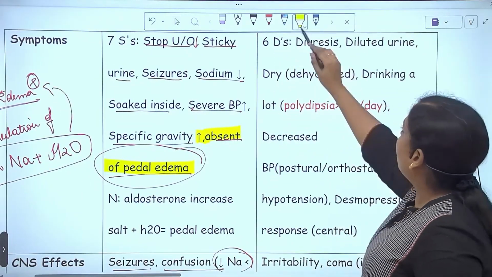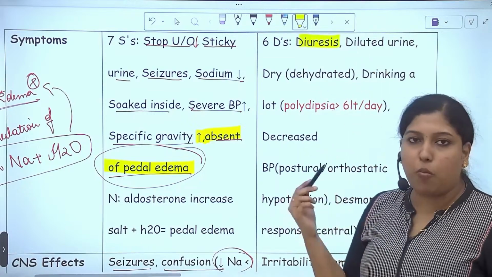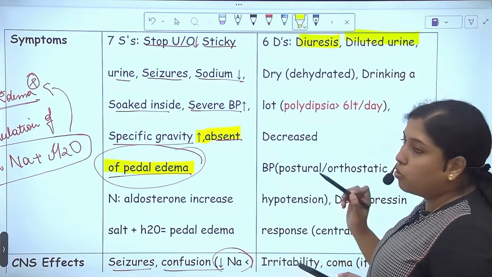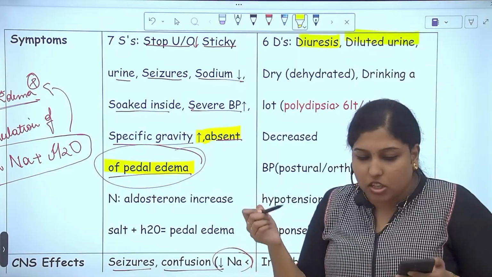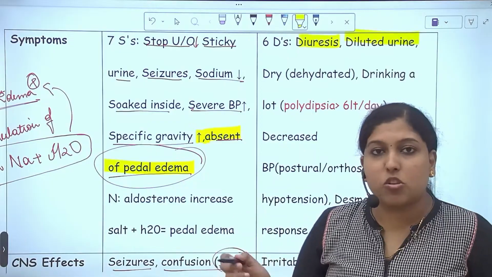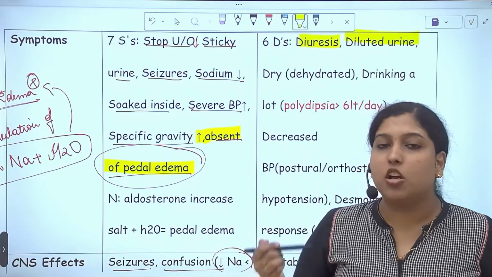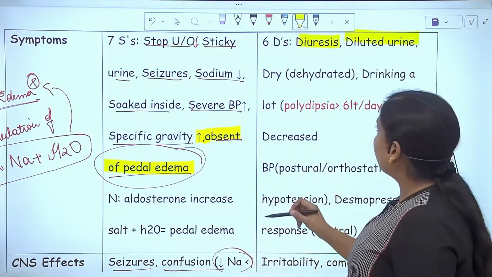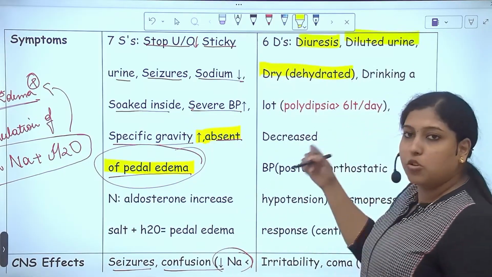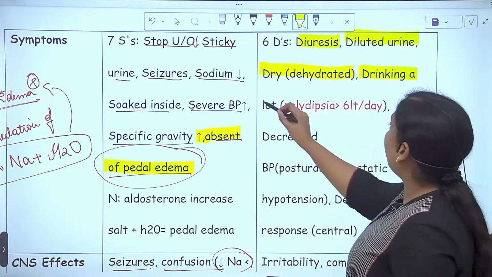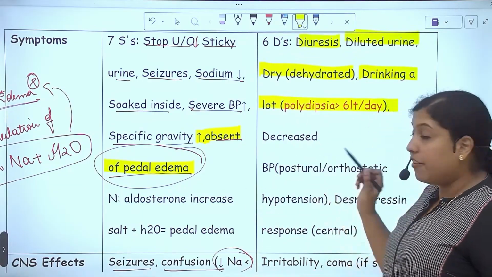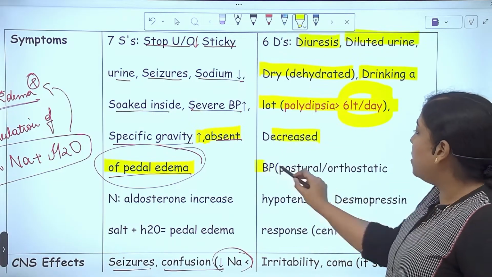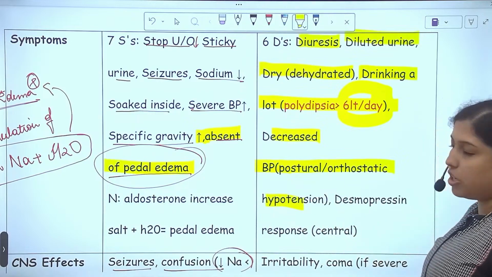First is your diuresis, excessive amount of urination, polyuria will be there, and diluted urine will be there, because of reduced amount of ADH, the body is producing more urine and it is causing more polyuria. So diluted urine will be there, and the patient will be going for dehydration because of excessive water loss and drinking a lot of water, that is polydipsia, and the definition of polydipsia is greater than 6 liters per day, and decreased BP and postural orthostatic hypotension will be there.